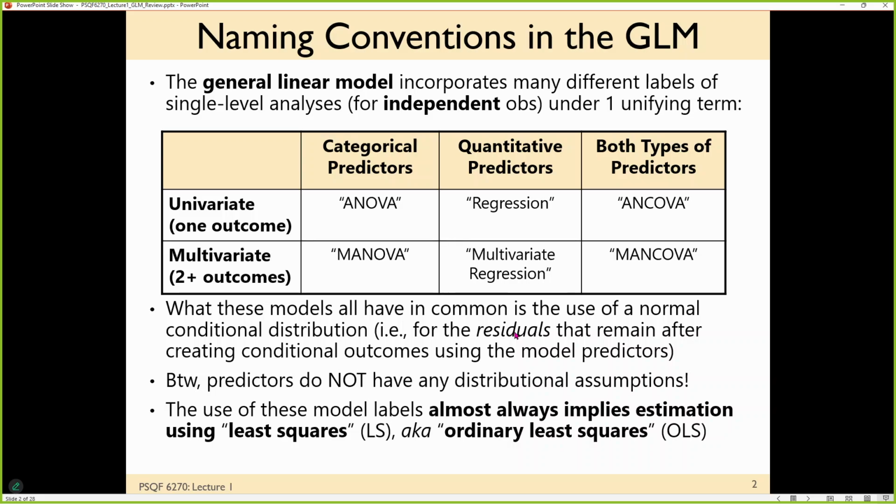The thing they have in common is that they all say that the residuals that remain after you put all your predictors in the model should have a normal distribution, because sums of squares is essentially using normal as its formula for height. Minimizing the e's is the same thing as maximizing the likelihood. You can think of it from either perspective. By the way, predictors do not have distributional assumptions. Predictors do not have to be normally distributed. They can be whatever they are. Otherwise, ANOVA couldn't be a thing, because those are categories, not normal. The use of these labels usually implies the least squares of ordinary least squares estimation in particular.